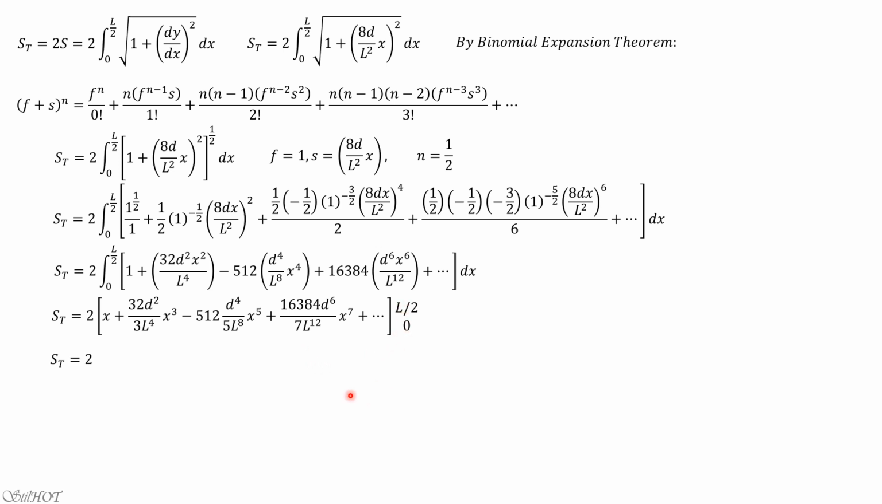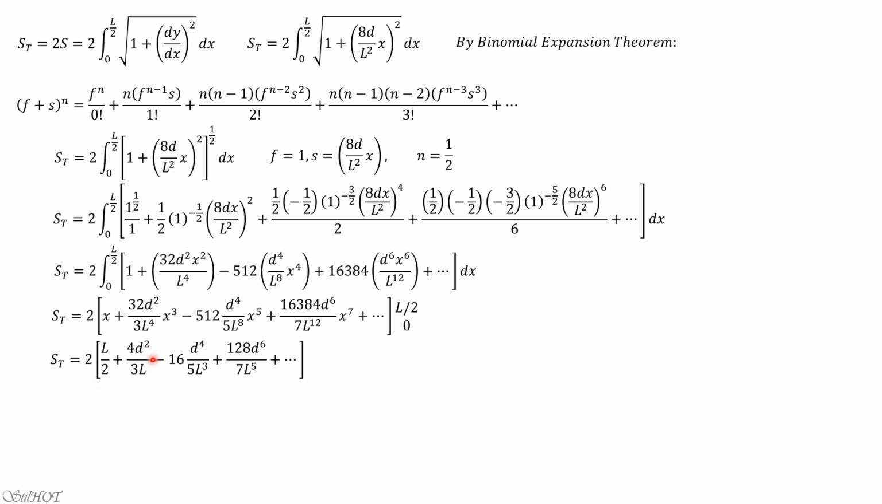So substitute. So lower limit would just be 0, L over 2 plus 32 d squared over 3L, because this is L over 2 cubed, so L cubed over 8, so cancel L cubed, so we have L here. And minus 16 d to the 4th over 5L cubed, because 512 is divided by 32. L over 2 to the 5 is L to the 5 over 32. So it reduces to that 16, but 5 is still there, then plus 128 over 7 d to the 6 over L to the 5.